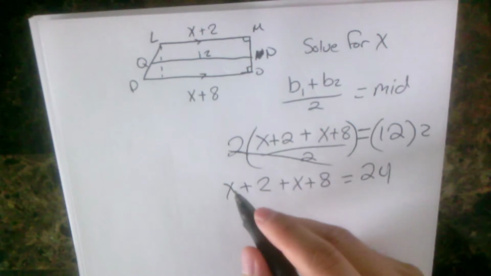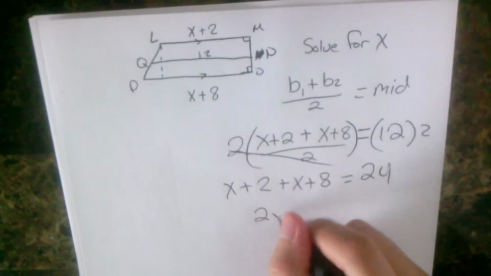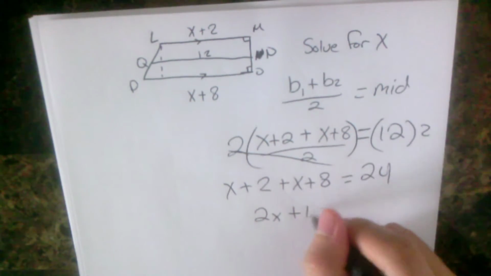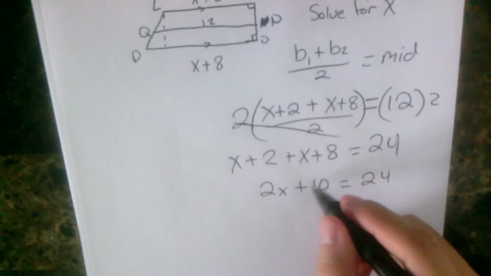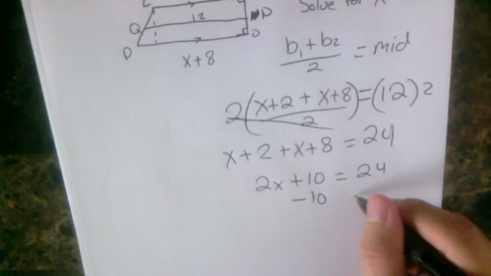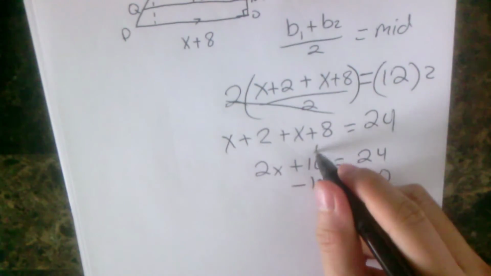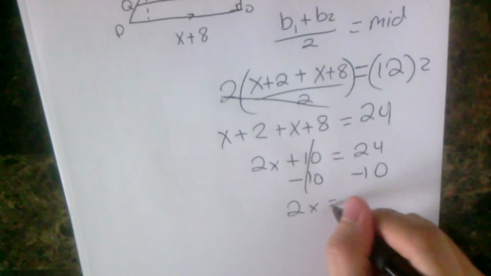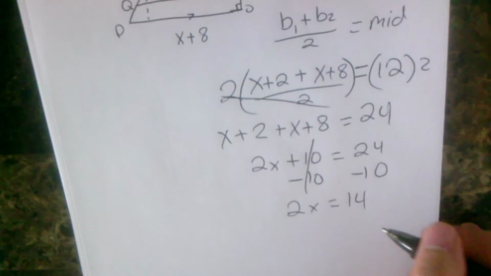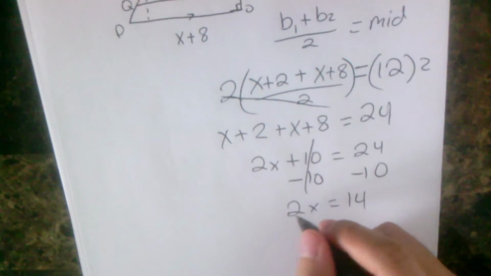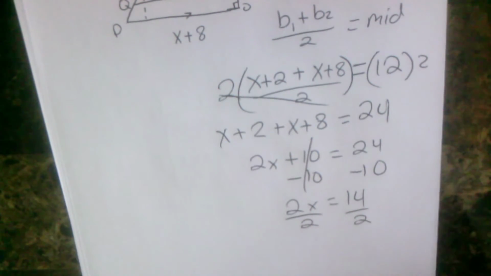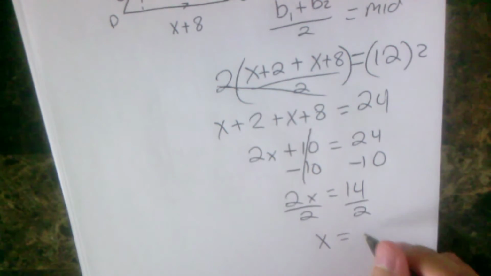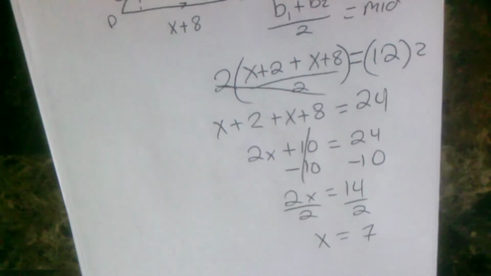Let's combine some like terms. So 1x plus 1x is 2x. 2 plus 8 is 10. Still equals 24. Get rid of that plus 10. So to get rid of the plus 10, you have to subtract it. Remember, we always do the opposite. 10 minus 10, 0. 24 minus 10 is 14. From here, you just got to get rid of that 2. So that's 2 times x. The opposite of multiplication is division, which will give me x equals 7. Okay, so that's that entire problem.